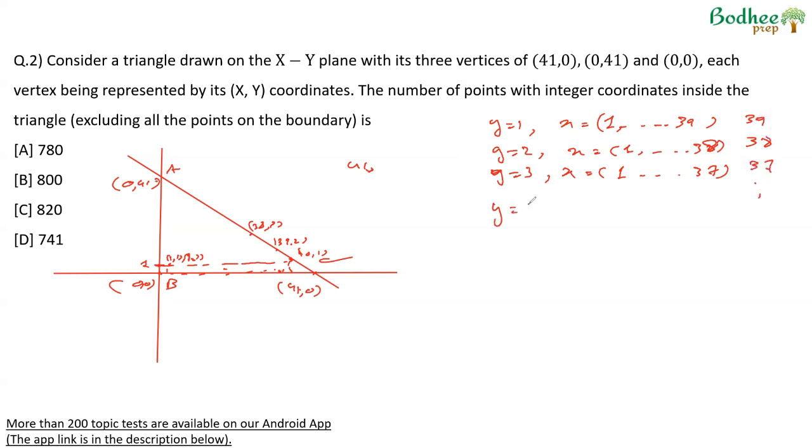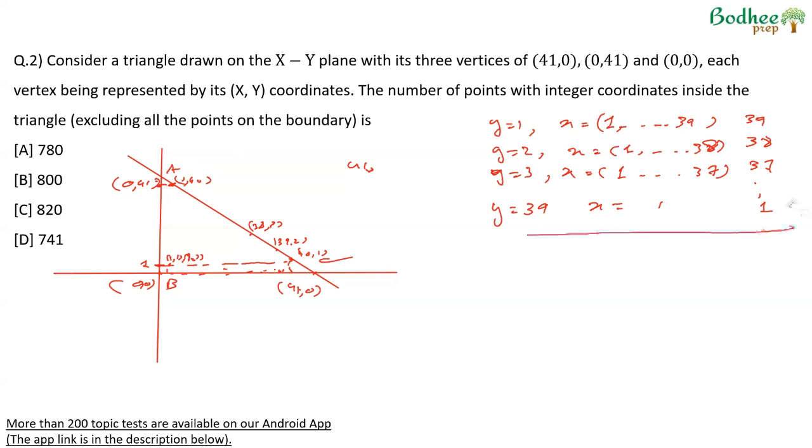We'll reach a point where y is equal to 39. Here x is equal to 1. So there will be only one solution. 39 plus 1 is 40. When y is 40, the next point with integral coordinates will be on the line itself, which will be (1, 40). We will not count it.